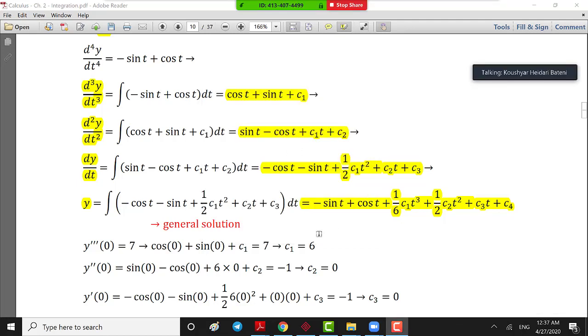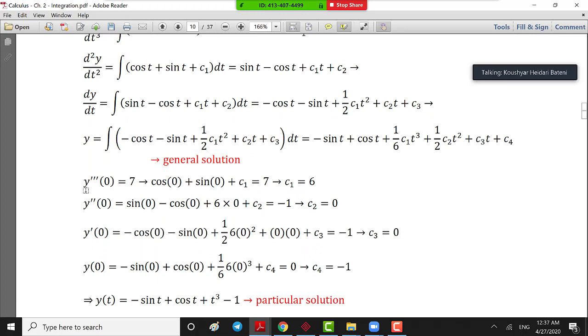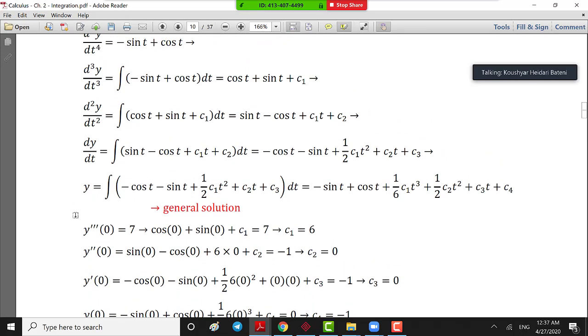So guys, we were at the point that we needed to use the initial conditions to determine the value of these undetermined constants in the general solution, meaning C1 to C4. Now, using one of the initial conditions, y triple prime at 0 equal to 7, the value for y triple prime is found here. It was equal to cosine of t plus sine of t plus c1. If we put in 0 here, cosine of 0 is 1, sine of 0 is 0. So 1 plus c1 is equal to 7. That means c1 is equal to 6.